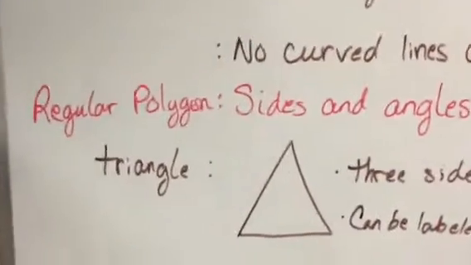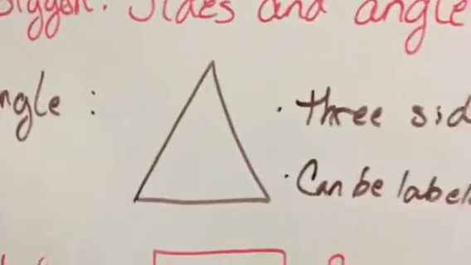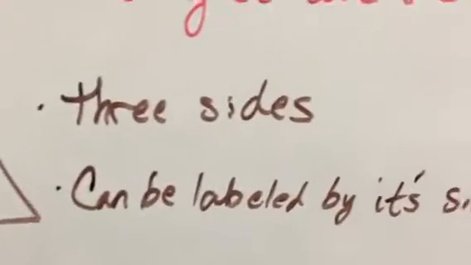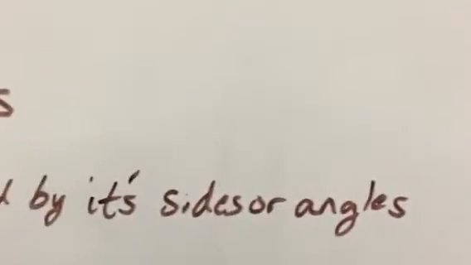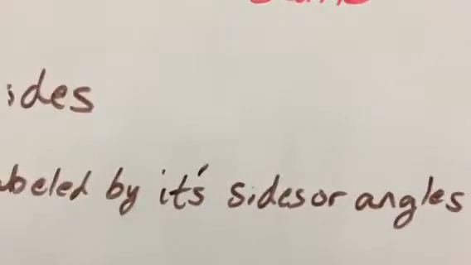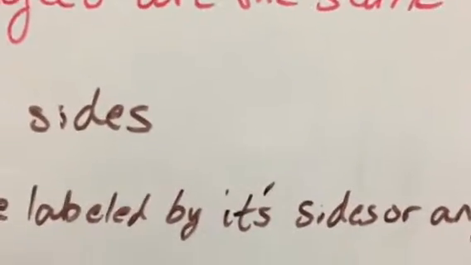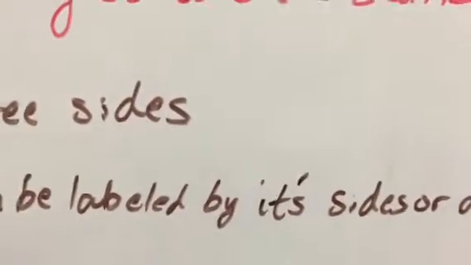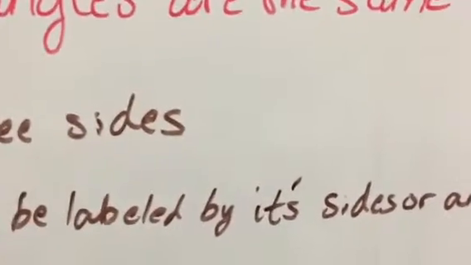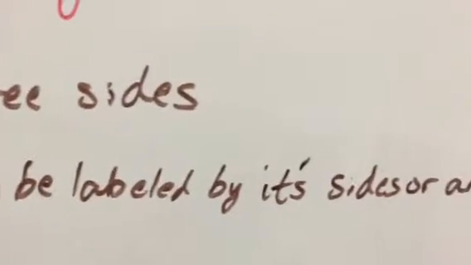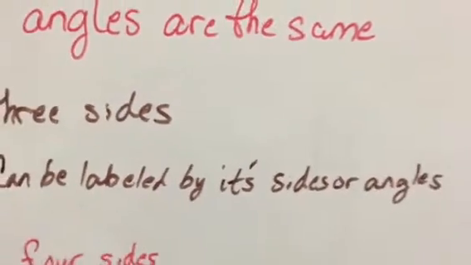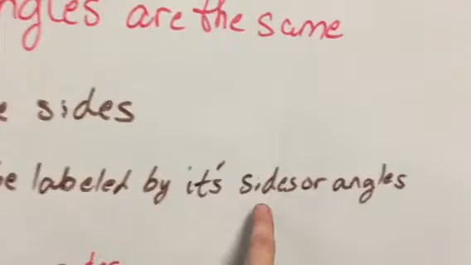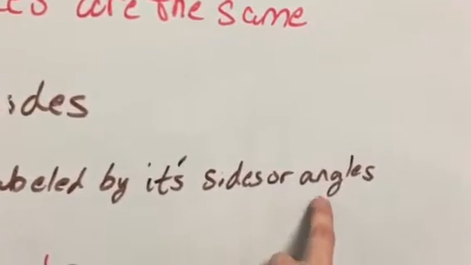Then we get to things that I think you know. You know what a triangle is, and you know that it has three sides. It looks something like that. But one thing that's important to know is that it can be labeled by its sides or by its angles. So you could have an isosceles triangle, a scalene triangle, an equilateral triangle, or a right triangle. You could have an acute triangle or an obtuse triangle. There are a lot of different ways, and the way we identify it is by either its sides or its angles.